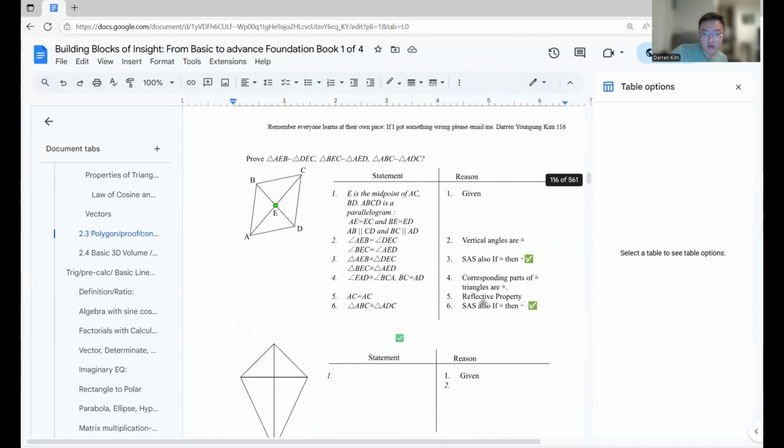Okay, so next up we get this parallelogram. E is the midpoint of AC. I'm giving that to you. And BD. Okay, ABCD is a parallelogram. Okay, that's the givens. Now, at first, I was going to do AA, then realized that I should have made this question easier. Anyways, what happened to my tablet?